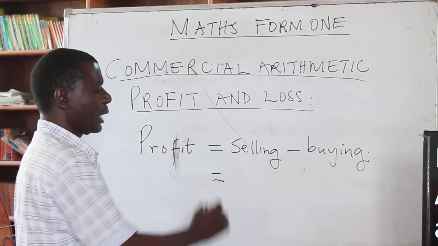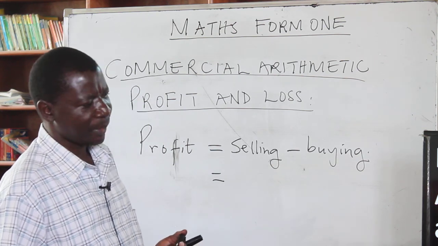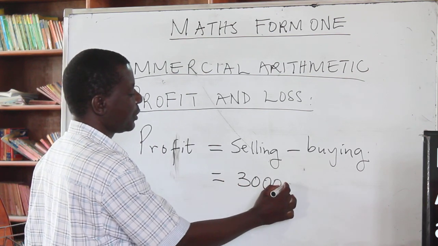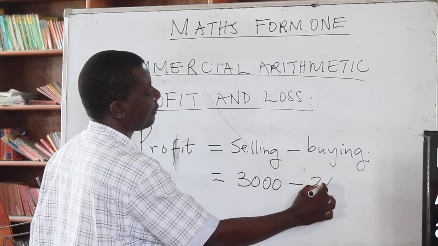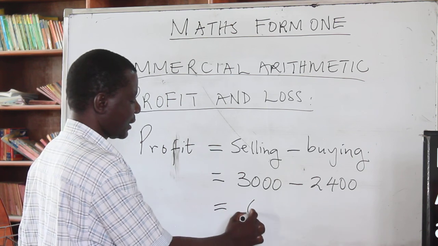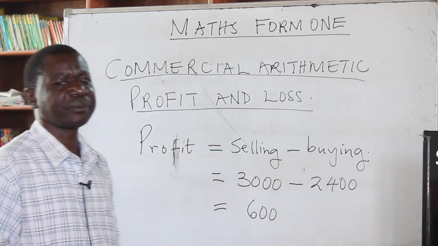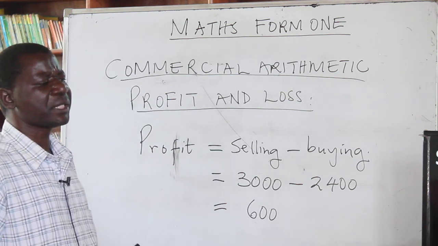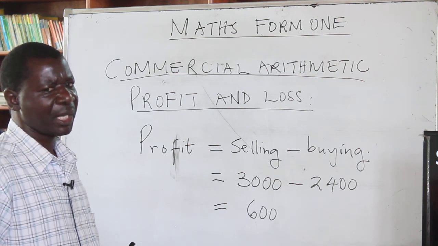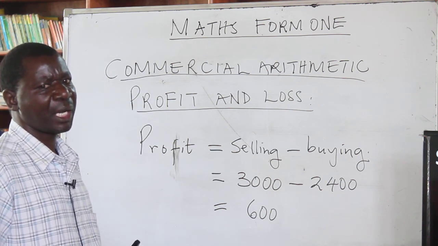So how much has this commodity been sold for? It has been sold for 3,000 shillings. We subtract 2,400. So the profit will be 600 shillings. If the profit is 600 shillings, we can calculate the percentage profit out of that.